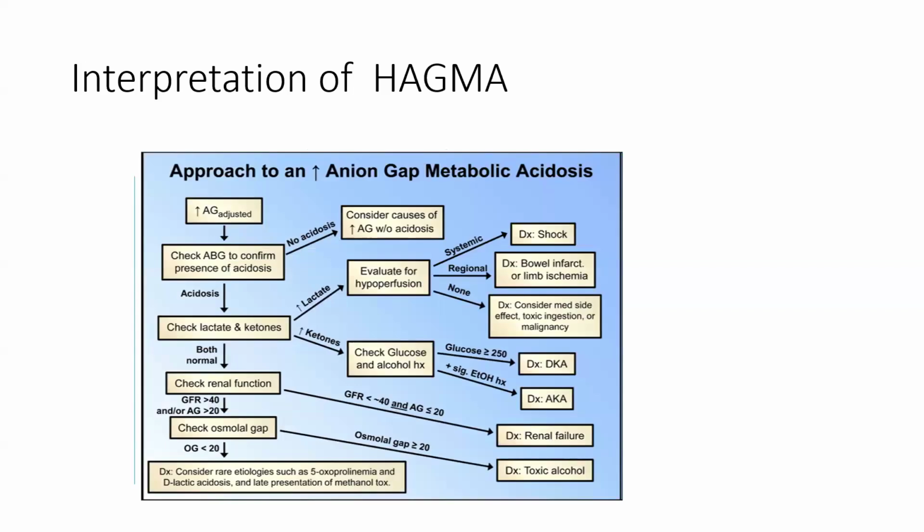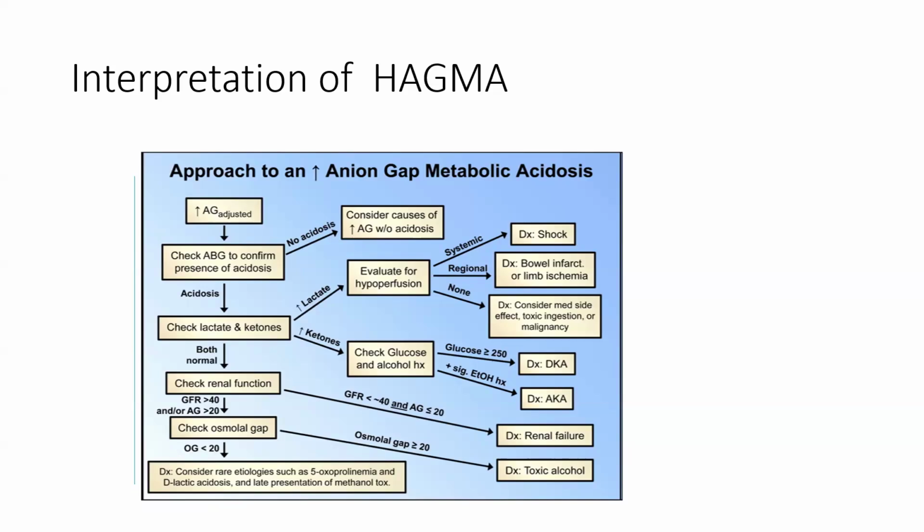Now, after knowing the anion gap, delta ratio and osmolar gap, we will see how to interpret high anion gap metabolic acidosis. If we find the anion gap is elevated and it is metabolic acidosis, then we need to check the levels of lactate and ketones. If the lactates are high, then we need to find out the cause.